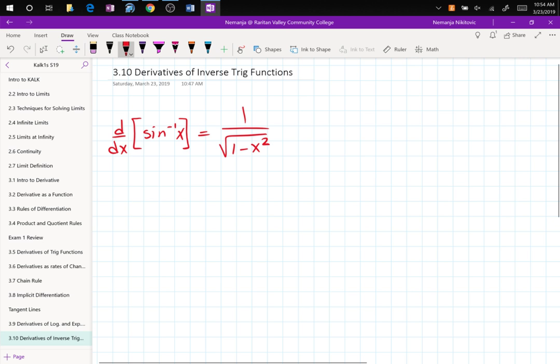Then we have the other very important and frequent formula, inverse tangent. This one is actually the most frequent, the inverse tangent. 1 over 1 plus x squared.